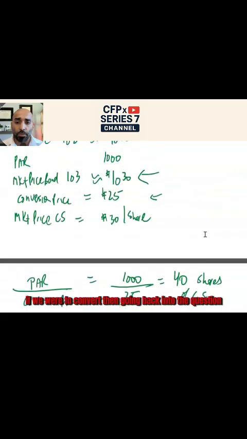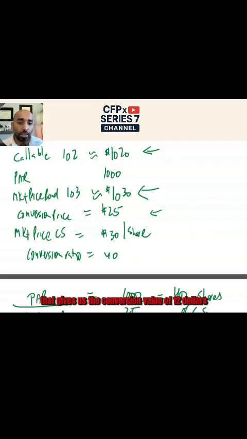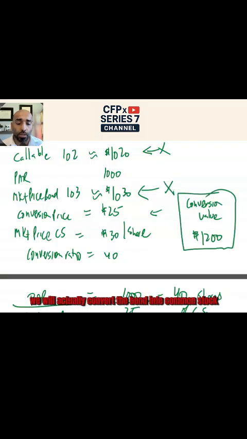Then going back to the question, we know the bond is callable at 102 or 1,020, and the market price of the bond is 103 or 1,030. Based on the market price and the number of shares, the conversion ratio of 40, the conversion value is $1,200. So in this case, we won't call it, we won't trade it, we will actually convert the bond into common stock, which will give us the best option for our client.